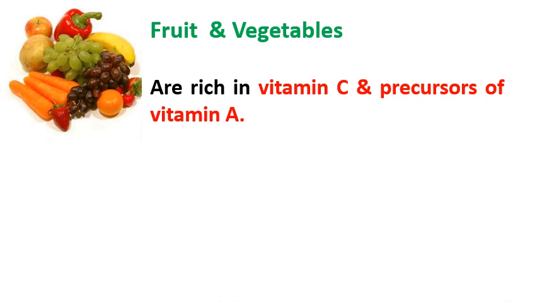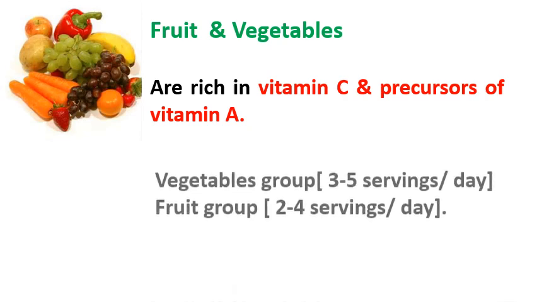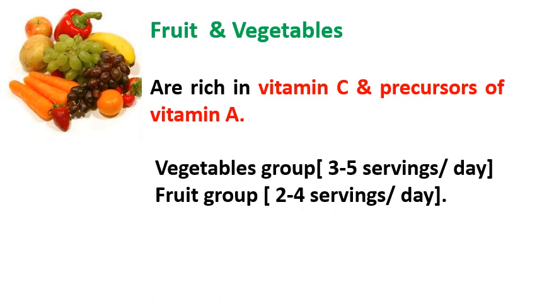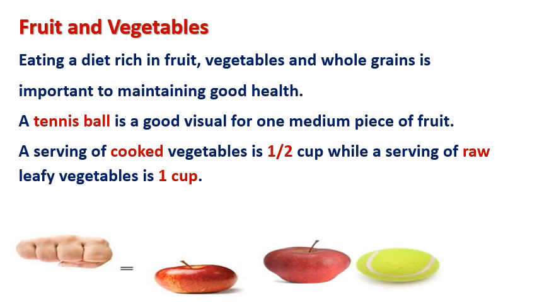Fruit and vegetables are rich in vitamin C and precursors of vitamin A. We have to consume 3 to 5 servings of vegetables per day and 2 to 4 servings of fruit group per day. Eating a diet rich in fruit, vegetables, and whole grains is important to maintaining good health. A tennis ball is a good visual for one medium piece of fruit. A serving of cooked vegetables is half cup, while a serving of raw leafy vegetables is 1 cup.